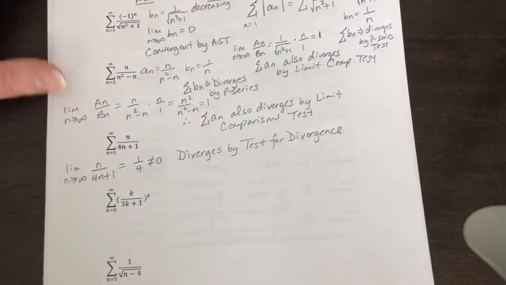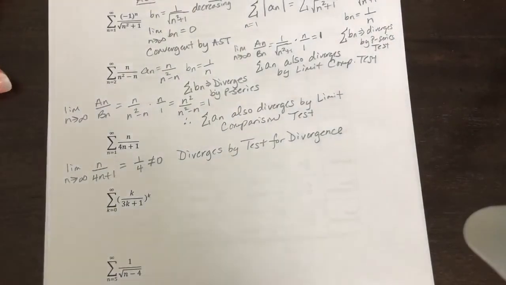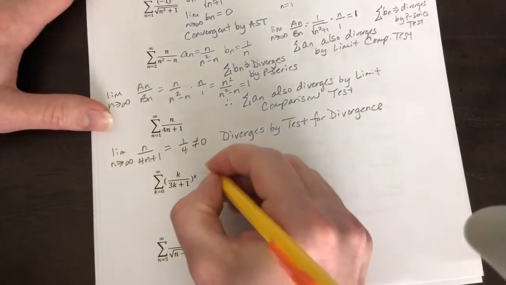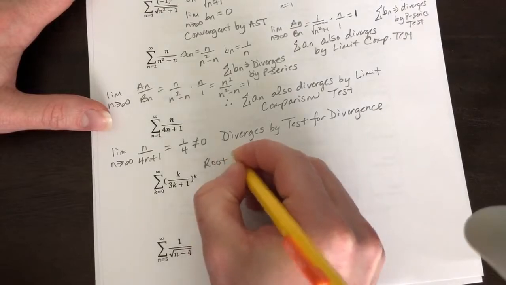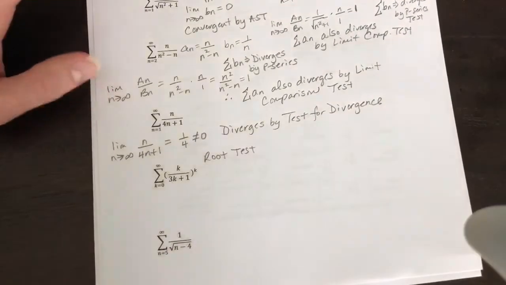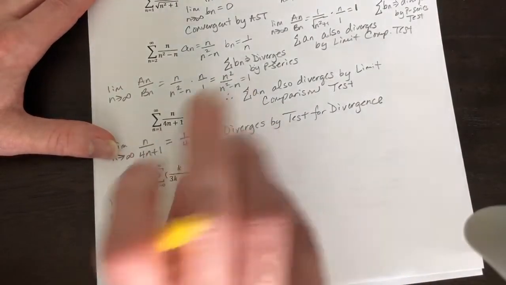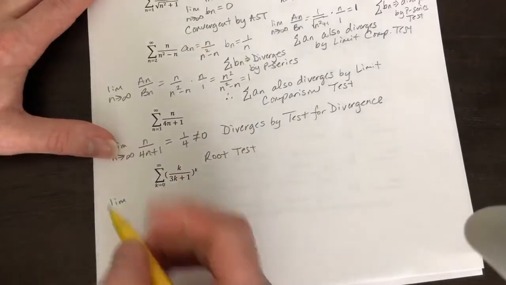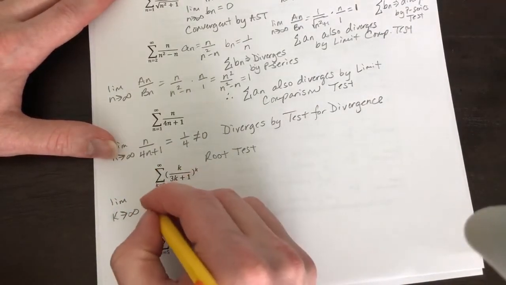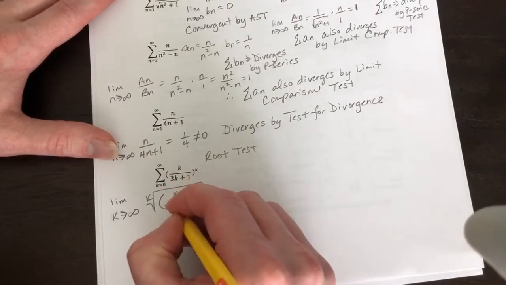Okay, so you might see them say the nth term test, that's the same thing. Okay, this one is going to be a root test because everything's raised to an n power or a k power in this case. So what we're going to do is the limit as n goes to infinity. Sorry, we're doing k's. K goes to infinity of the kth root of this.